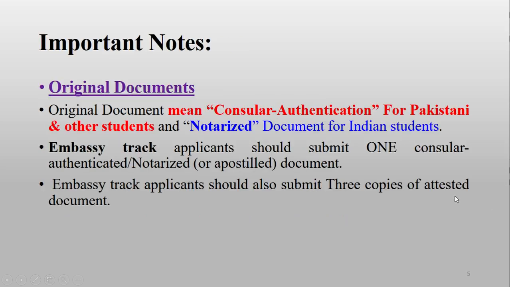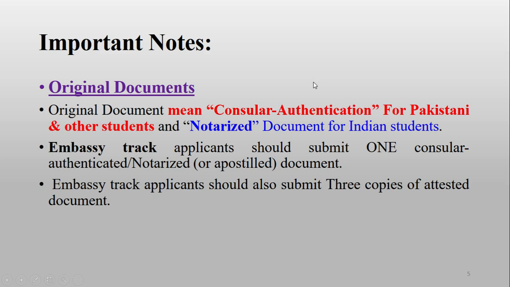benefit you. So the important notes that I highlighted for the original documents, it is in purple color in the previous slides. Original document means the copy of your document that has attestation or a stamp from the consular in the embassy, or you have consular authentication on that copy, or it is notarized for Indian students. This should be notarized, which is okay at the time of application for embassy track only. So for Pakistani students and others, you need consular authentication, and for Pakistani students you cannot do apostille, or even you will not find any office there because Pakistan is not a member of this convention. So you need to get the consular authentication from the embassy.